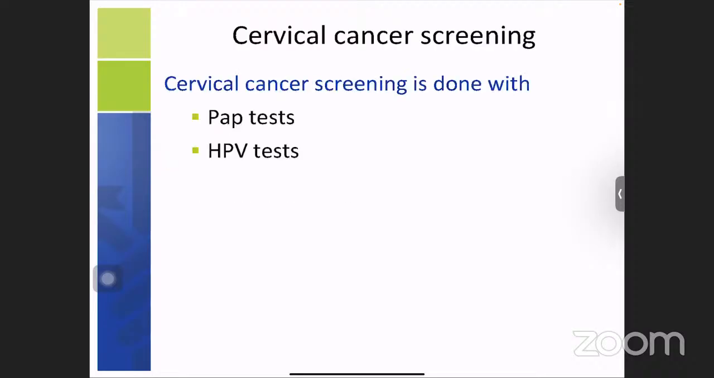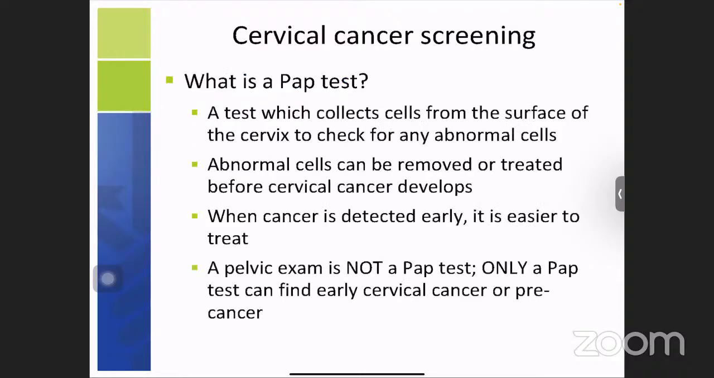So HPV testing along with pap smear are the recommended screening tests, as I told you. So what is pap? A test that collects cells from the surface of the cervix to check for any abnormal cells. In that we can detect abnormal cells as well as cancerous cells. There are also certain pre-malignant conditions, and we can detect these with a pap smear.